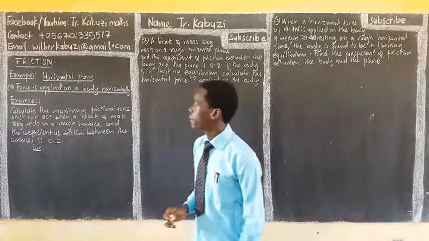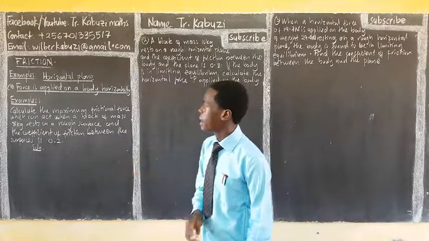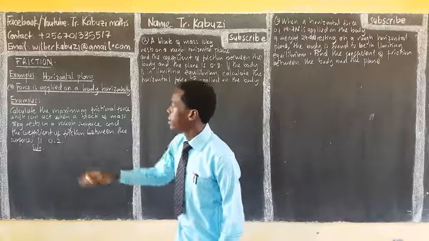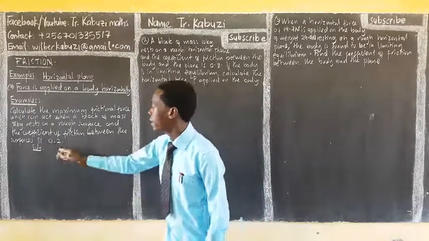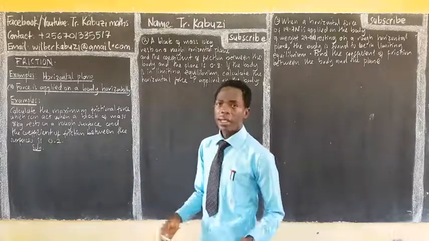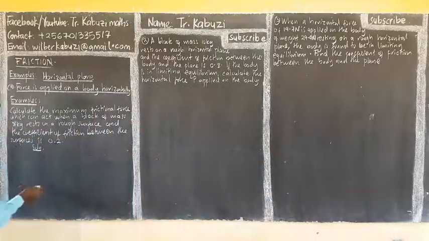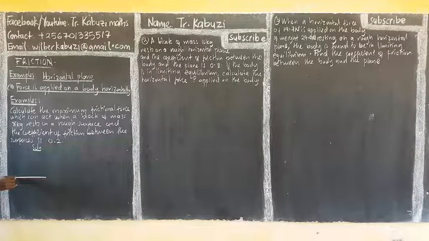Calculate the maximum frictional force which can act when a block of mass 8 kilograms rests on a rough surface and the coefficient of friction between the surfaces is 0.2. So there you just draw a simple sketch. So here we have a body. Whenever we have a body, we expect a reaction, which is R, and then we expect a weight. This way we get the mass times gravity, which will be 8 times g.